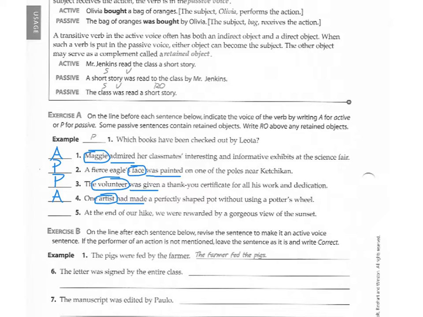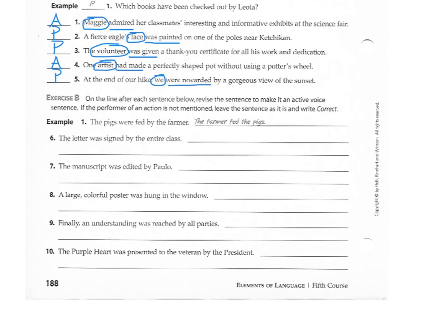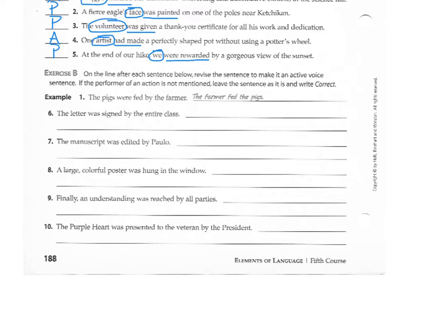Okay. And then for the last one, number 5, the verb is were rewarded. The subject is we. Okay, form of be, past participle. This one's going to be passive voice. All right. So those are the answers for 1 through 5 here. And next, what we want to do is figure out a little bit 6 through 10, how we can take some of these sentences and make them active voice. Okay, and if you can't, then you just leave it as is.